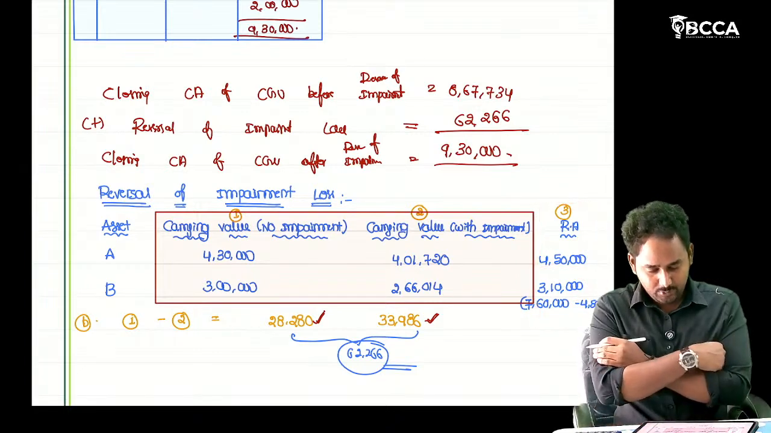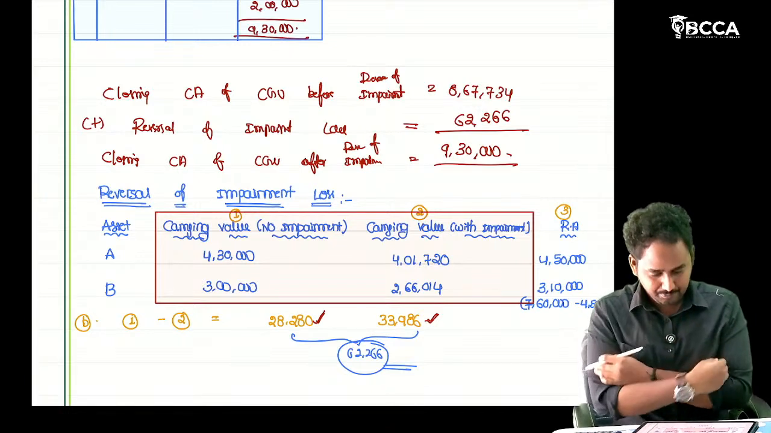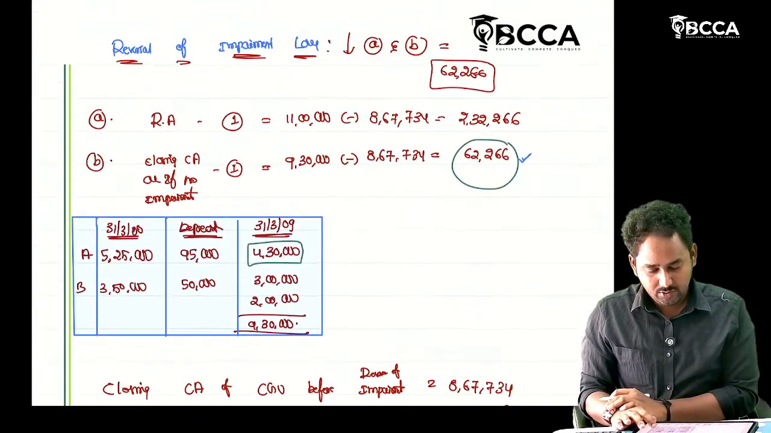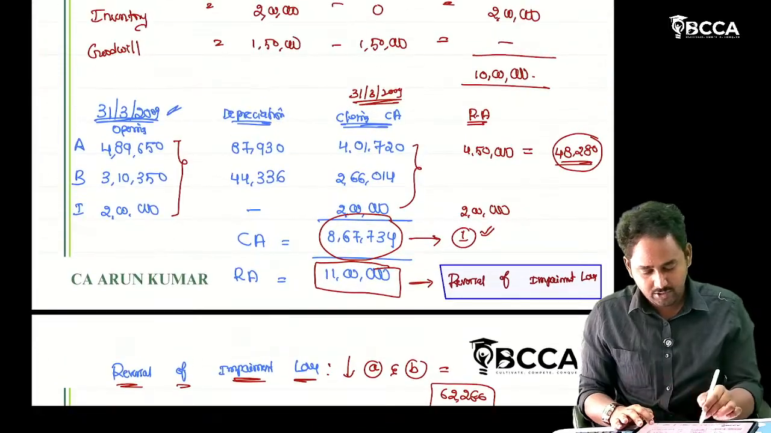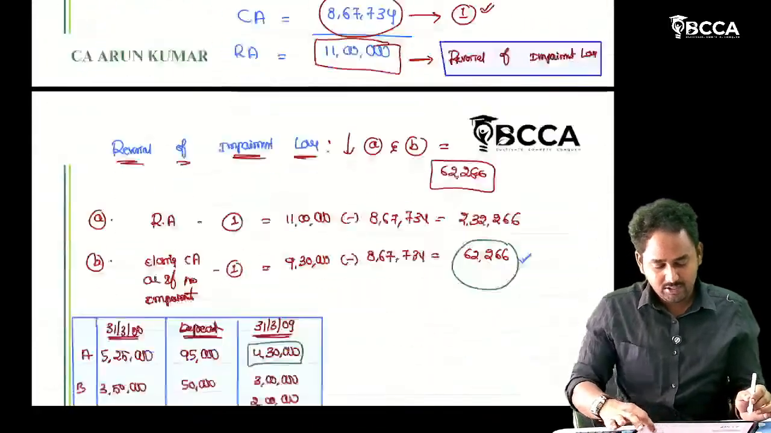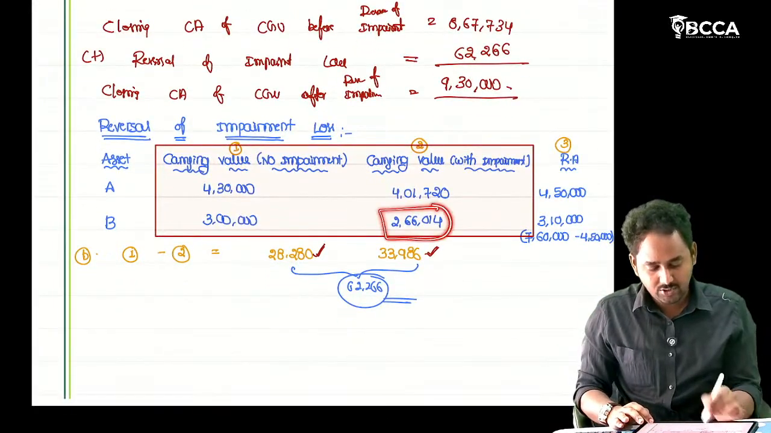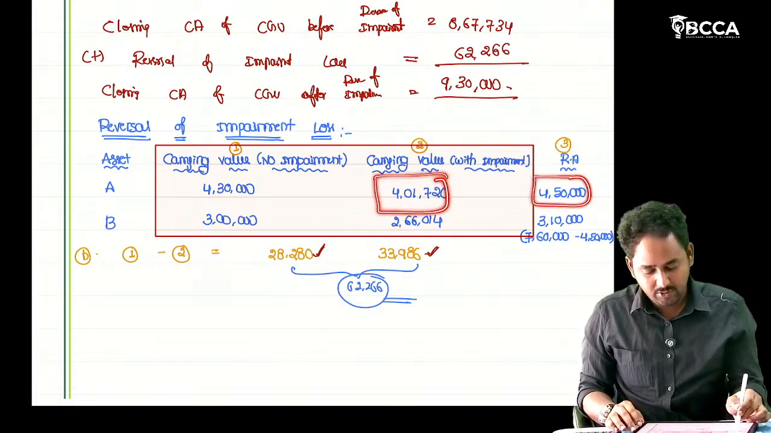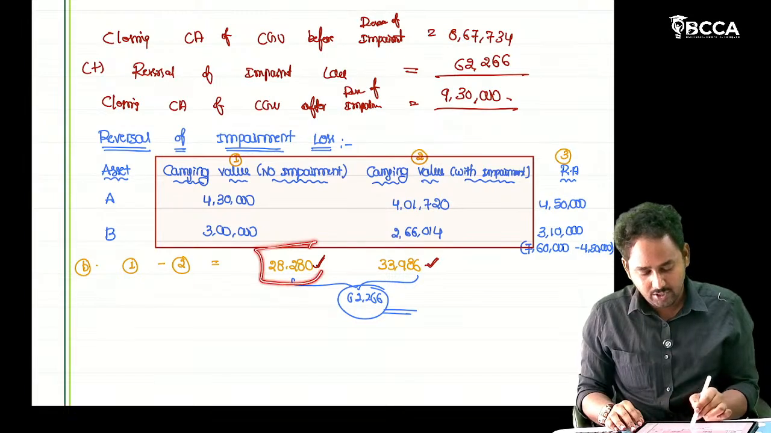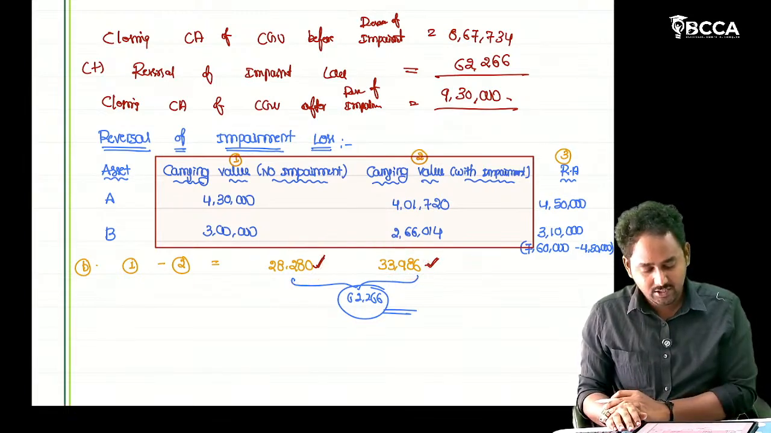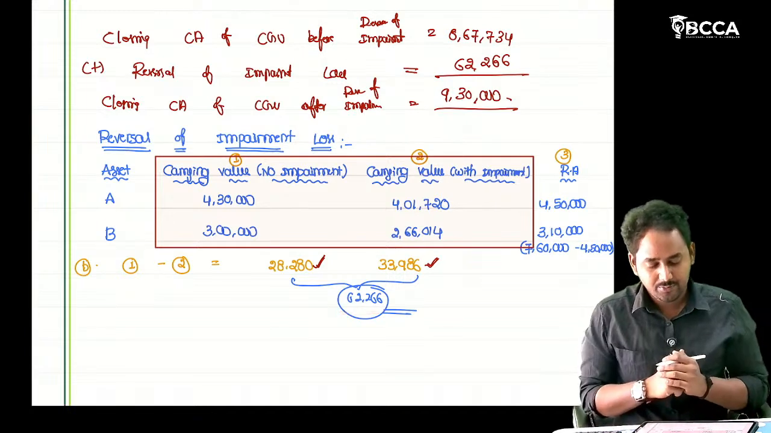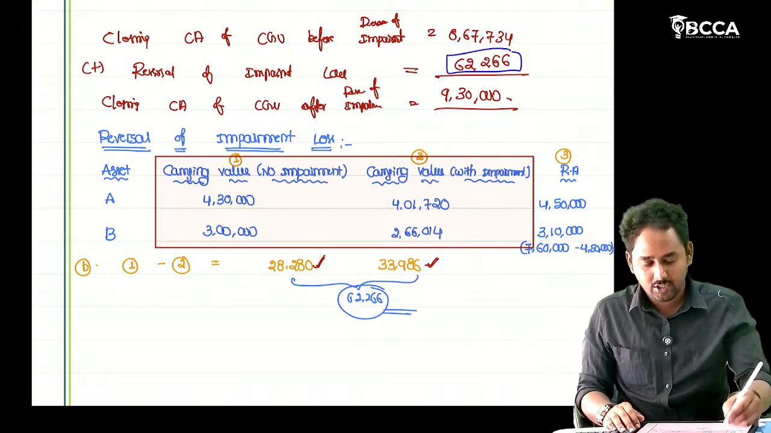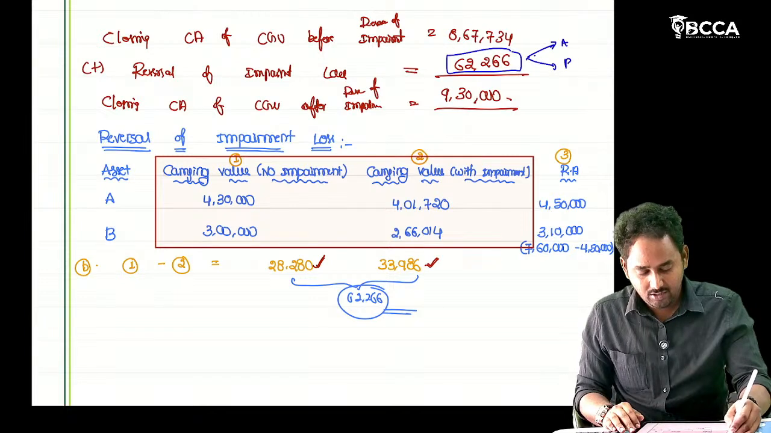Then what is the carrying amounts? Carrying amounts with impairment 401,720. And what is B? 266,014. So if you are doing that, 401,720 minus recoverable amount, 28,280 plus 33,986, total 62,266. Means this reversal of impairment loss should be allocated between A and B in this ratio.